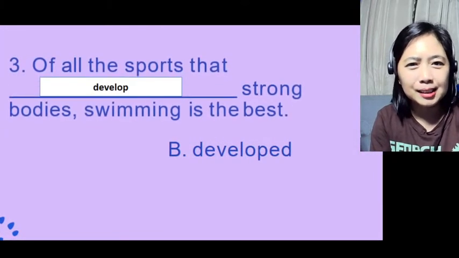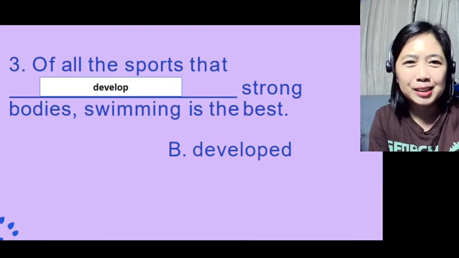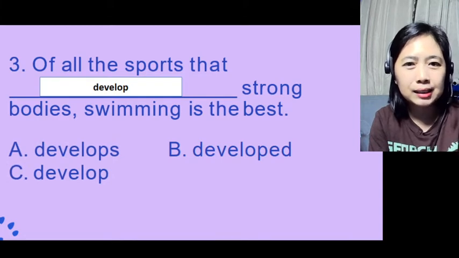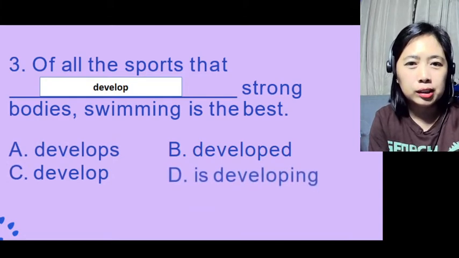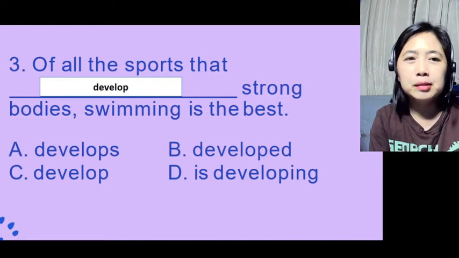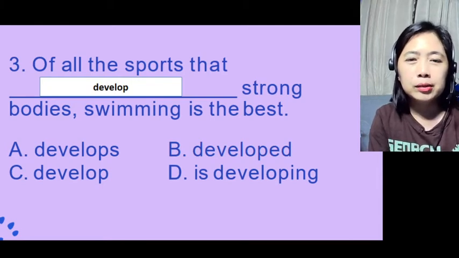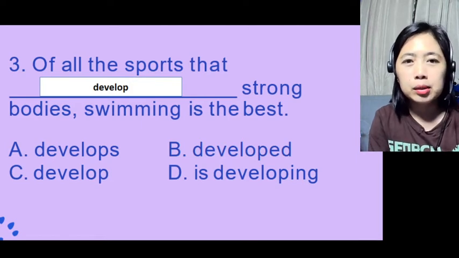Okay, this one was not edited, sorry for that. Of all the sports that develop strong bodies, swimming is the best. The choices we have are develops, developed, is developing. Of all the sports, sports, so it's plural form already. So the verb that we need here is, of course, the plural form.